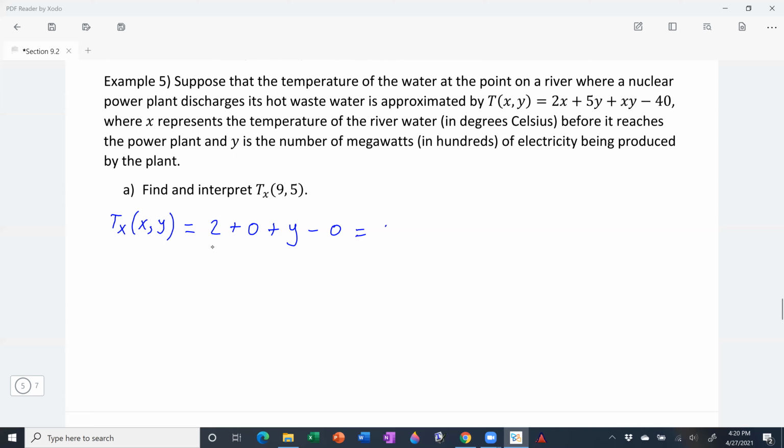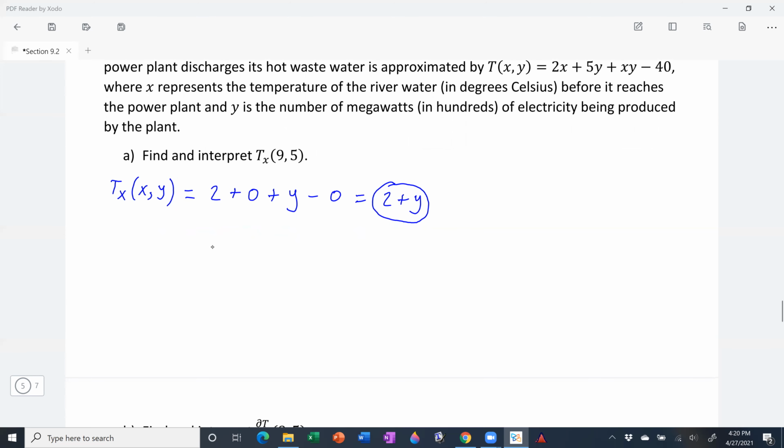And so we get 2 plus y. Okay, so that is the derivative with respect to x. Now let's go ahead and plug it in. We want T sub x evaluated at (9, 5). Okay, so plugging in 9 for x, there's no x to plug in, so that doesn't matter. 5 gets plugged in for y, so we have 2 plus 5 equals 7. Okay, so like I said, the find part is pretty easy. The interpret part is the hard part.